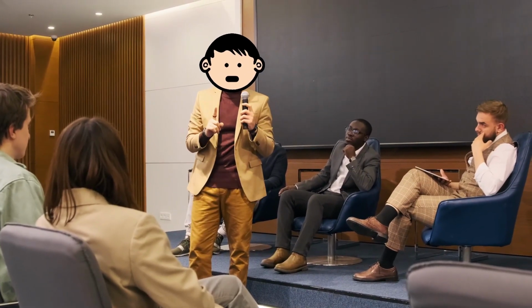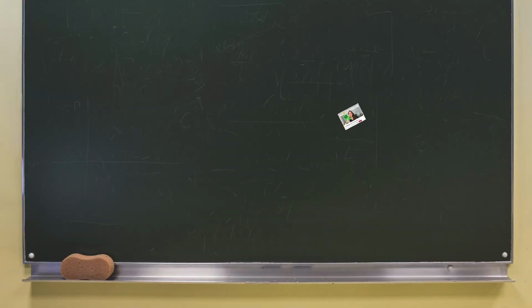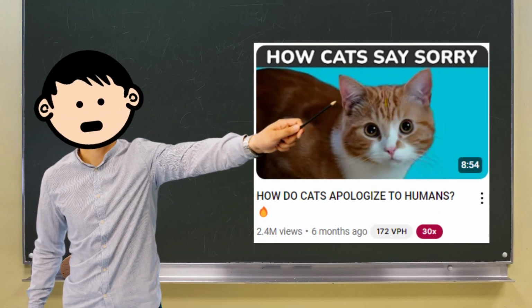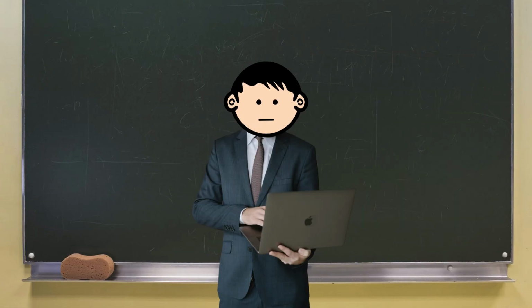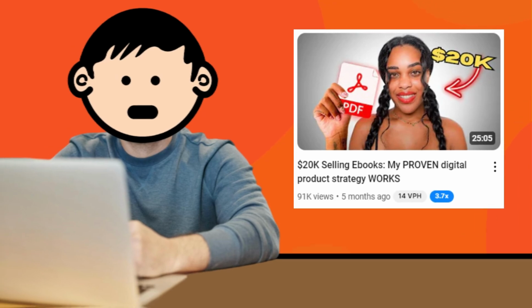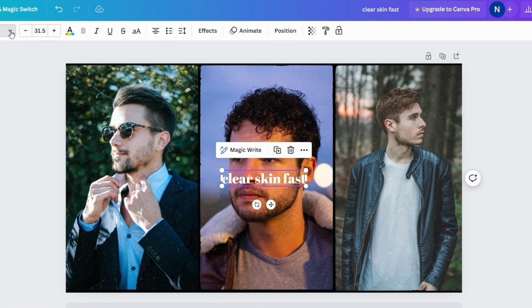I already showed you how to find popular topics in your niche. The goal of your title and thumbnail is to make people quickly understand what your video is about and create curiosity. To make people quickly understand what your video is about, use short titles and simple thumbnails. You can create thumbnails for free using Canva.